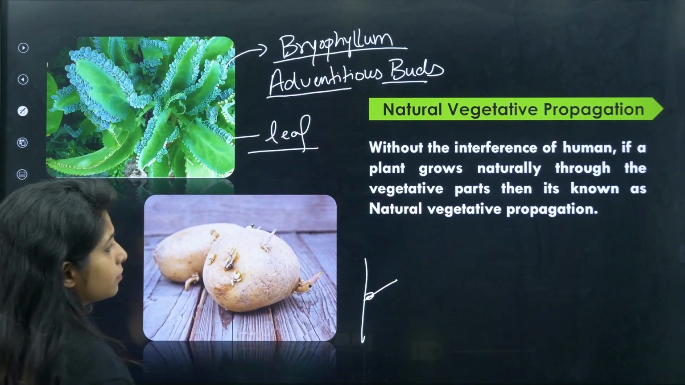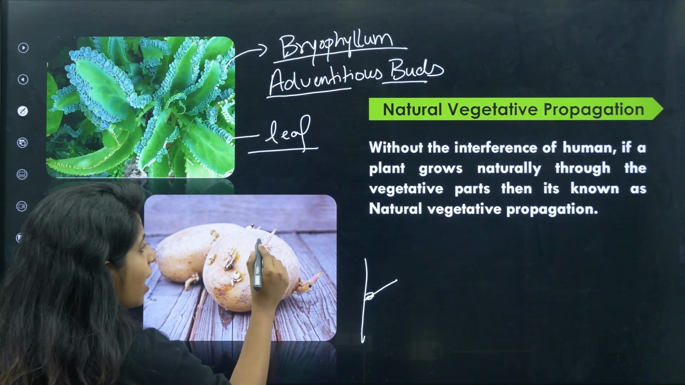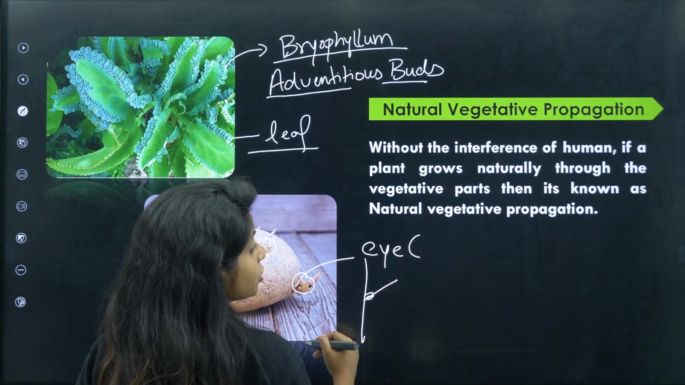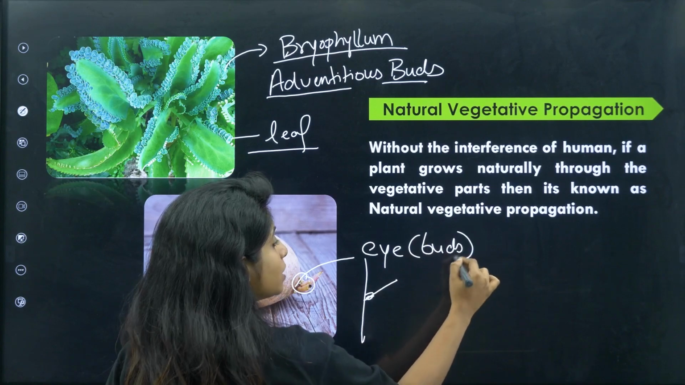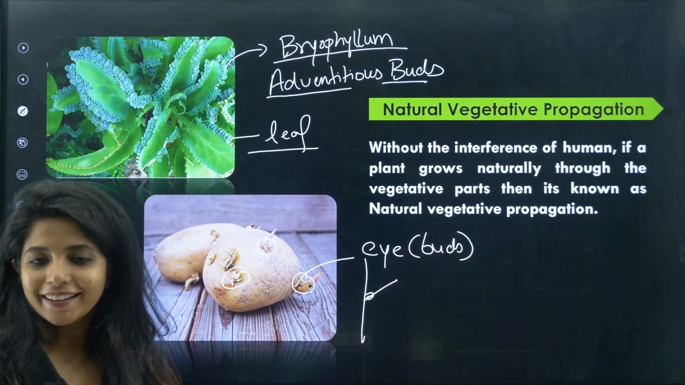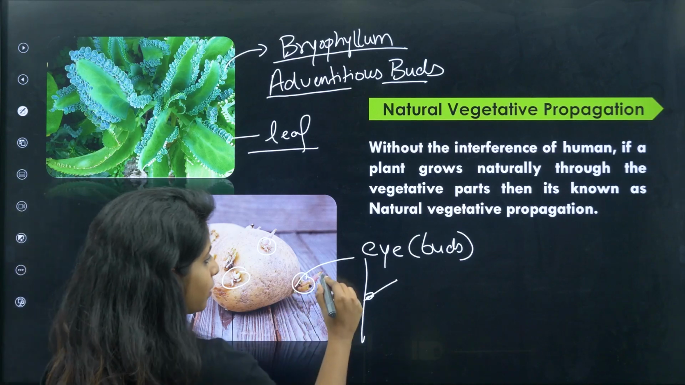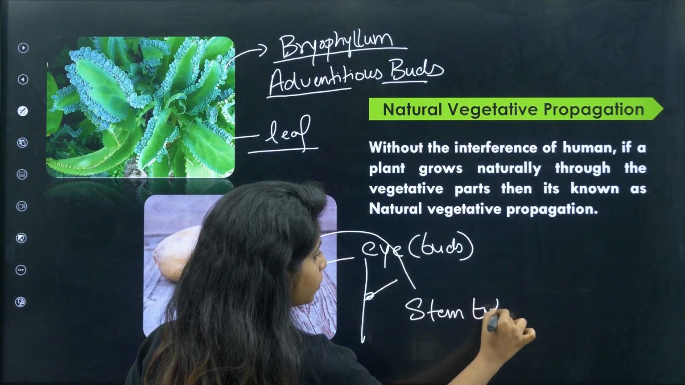Now, when you talk about potato, you have seen that potato has eyes. These things that you see over here, you call the eyes of the potato, which are going to give rise to what? Basically, these are also buds. And these buds are going to give rise to a whole new plant. Now, potato basically is a stem tuber.